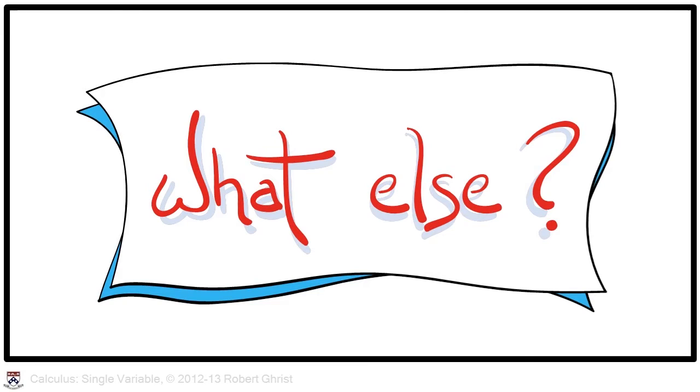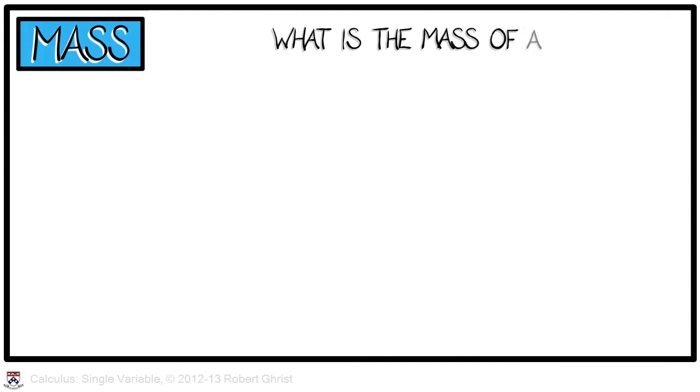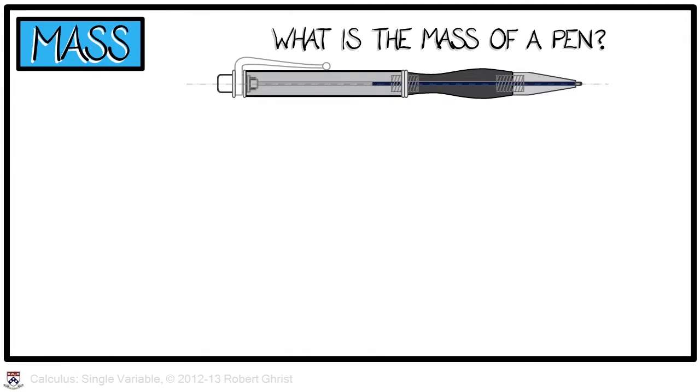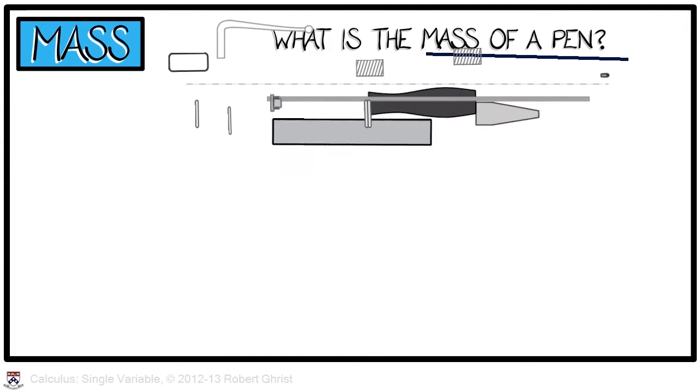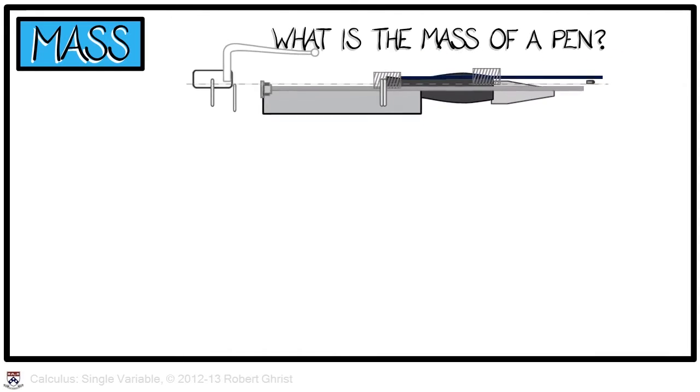There are many, many things. In this lesson, we'll take a look at a few. Let's begin with mass and consider, what is the mass of a pen? Well, a pen is composed of many parts. We could compute the mass of each and add them together.